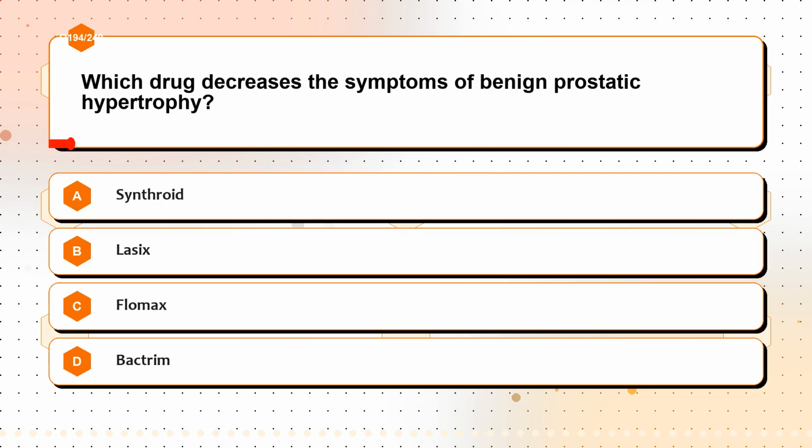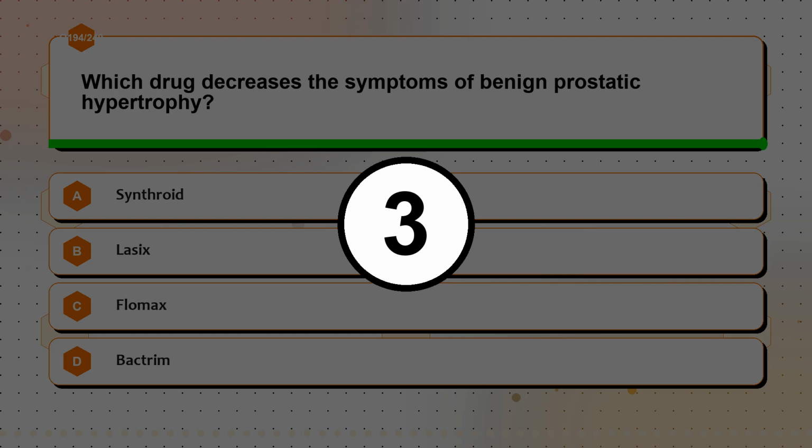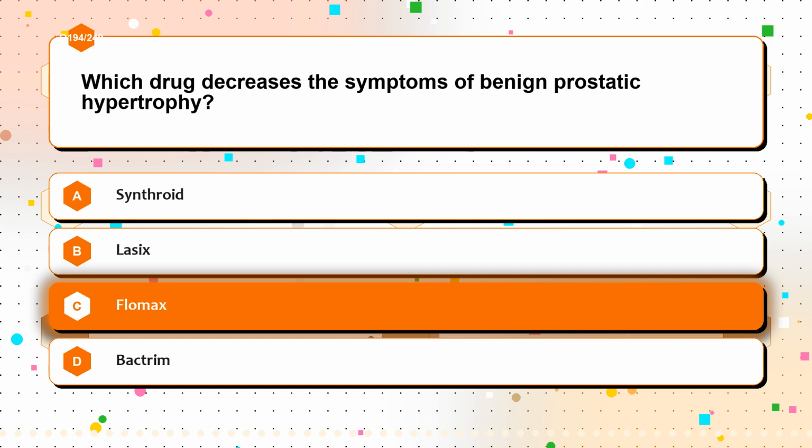Question 194. Which drug decreases the symptoms of benign prostatic hypertrophy? Here are the options. Option A, Synthroid. Option B, Lasix. Option C, Flomax. Option D, Bactrim. The correct answer is option C, Flomax.